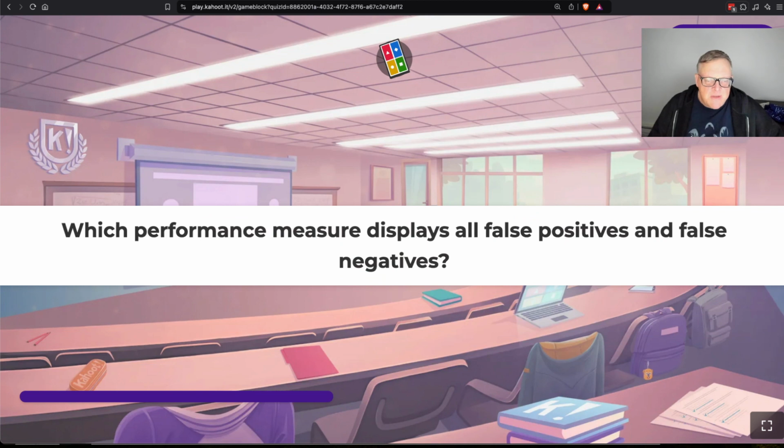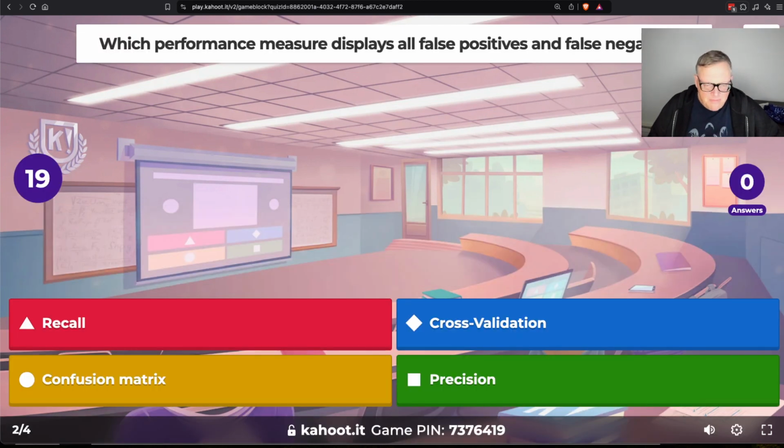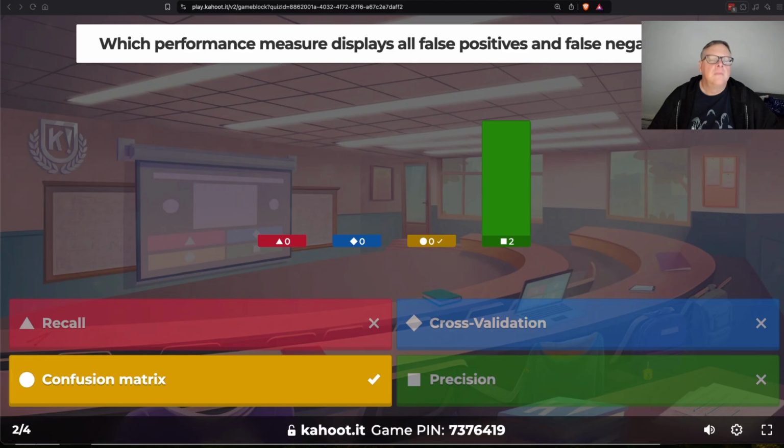All right, what's the performance measure that shows all the false positives and the false negatives? All right, that's the confusion matrix here. That shows you all four numbers.